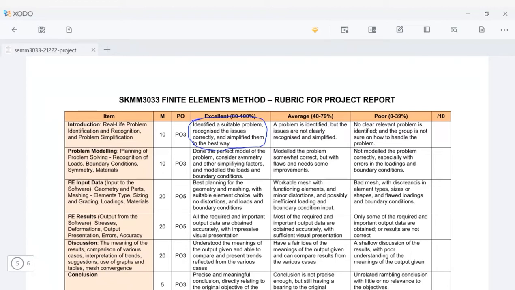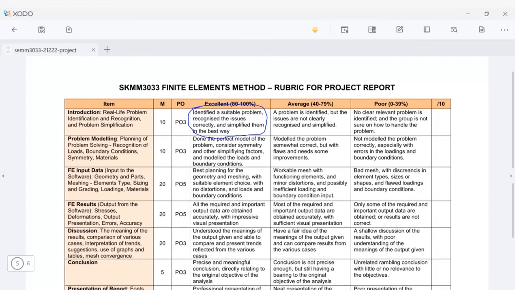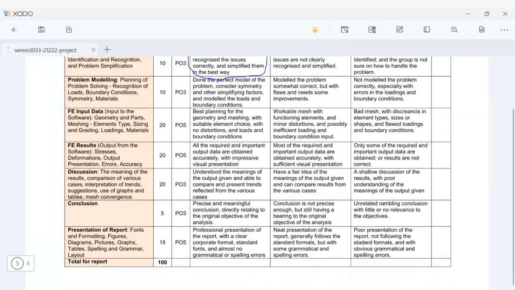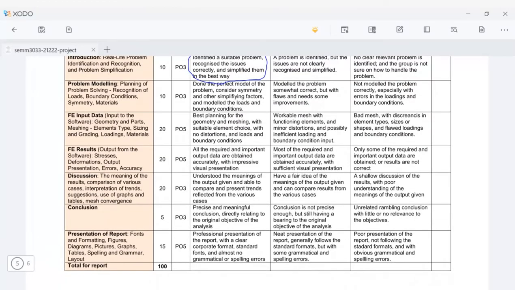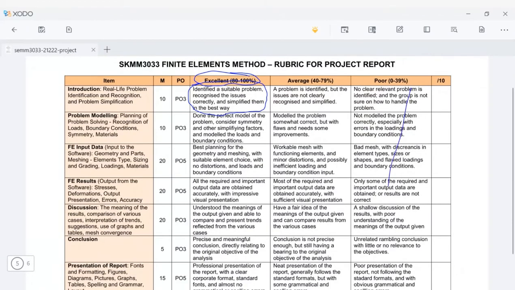Okay, so in this case, what you want to do is to look at this column, the column of 80 to 100%. This is what you want to look at. Do not look at this one. This is for not good. Do not look, or even this one. Okay, please take a look at this only.